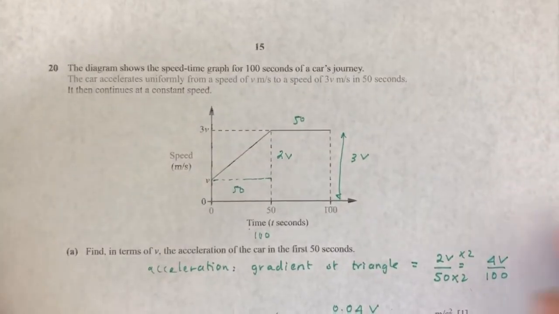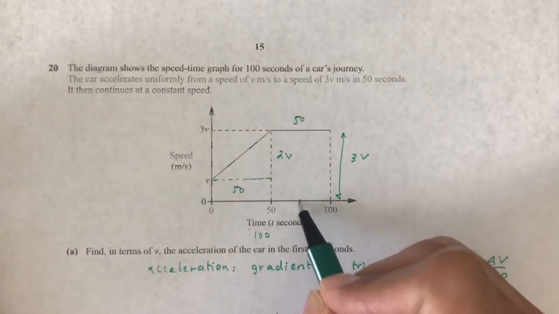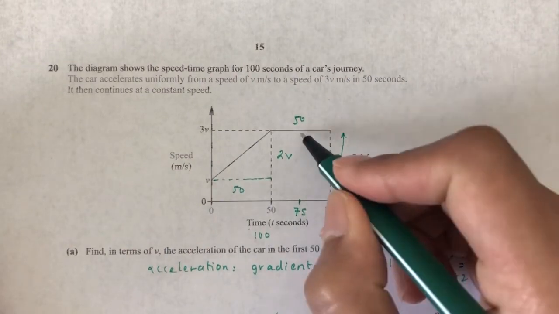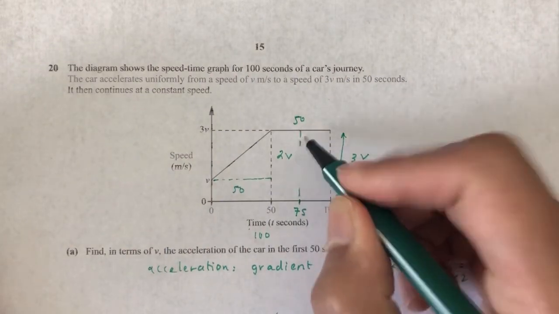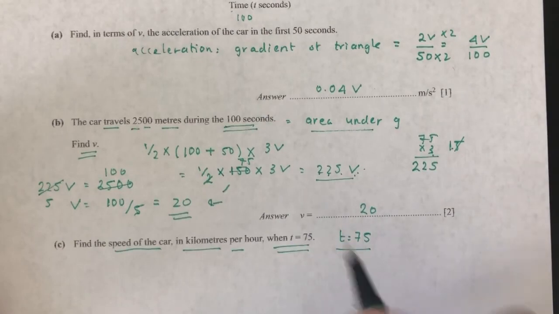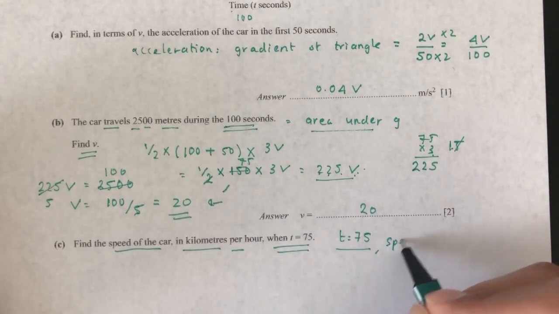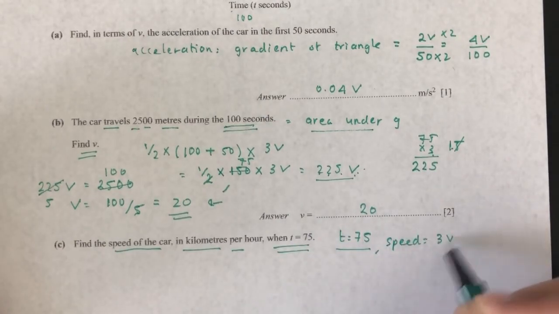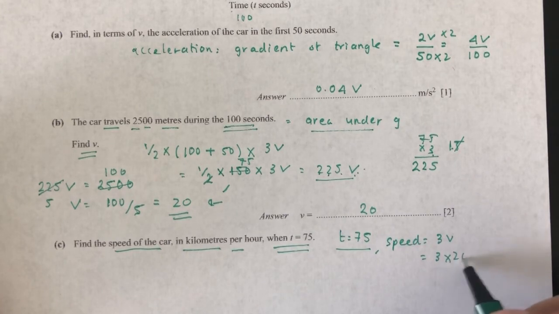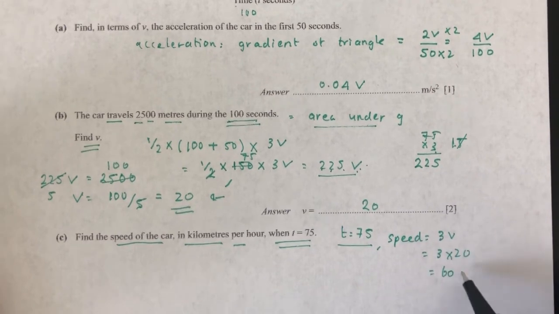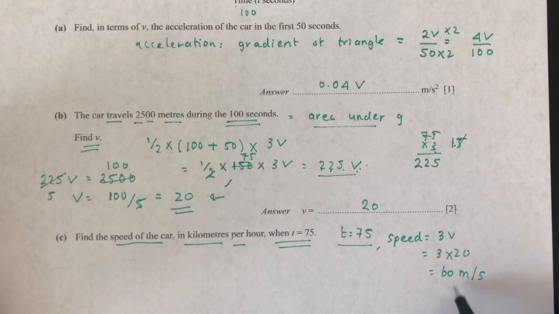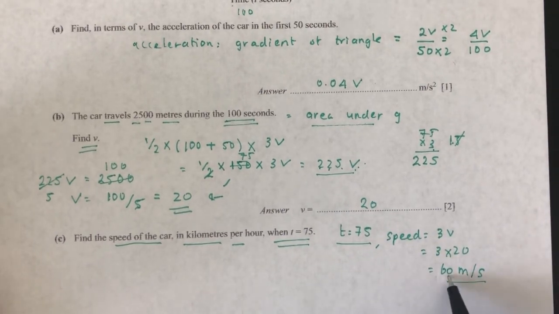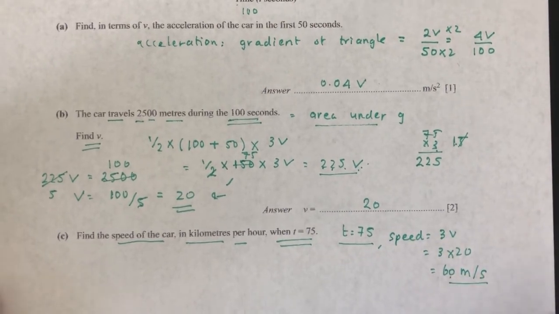So t equal to 75 will be about here, and the speed will be 3v, which is 3 times 20, which is 60 meters per second. So now we have to convert this to kilometers per hour.